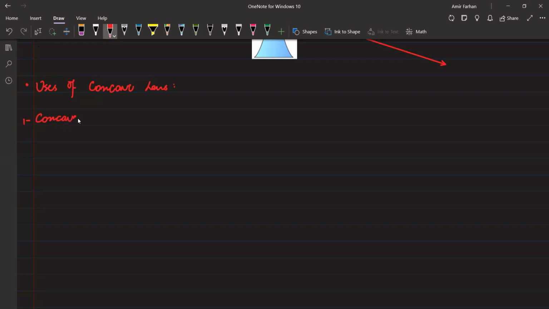Do you wear any spectacles, Alvina and Mariam? Yes, sir, I do. Which, concave or convex? Concave, sir. So both of you have myopia. Yes, sir. Okay, concave lens.